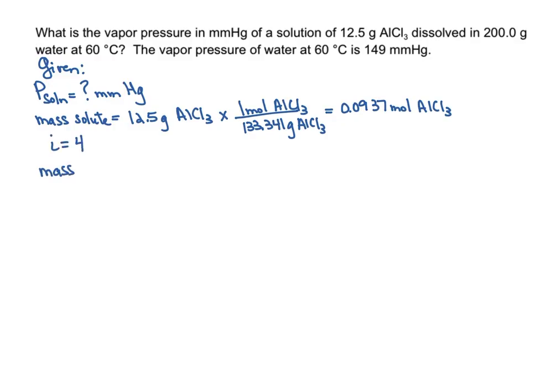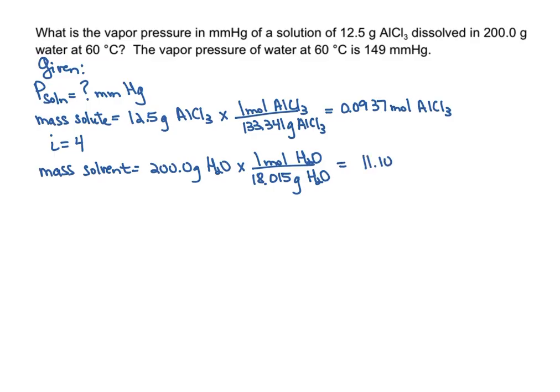It also gives me the mass of my solvent, and I'm going to go ahead and convert that to moles. And I'm converting my masses to moles because for vapor pressure lowering, I do need to work with mole fraction. It also gives me the vapor pressure of the pure water. So I have the vapor pressure of the pure solvent, which equals 149 millimeters of mercury.